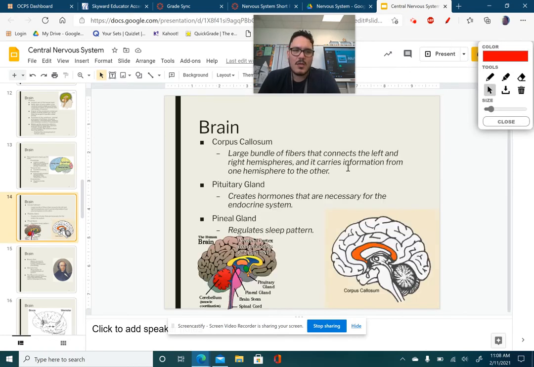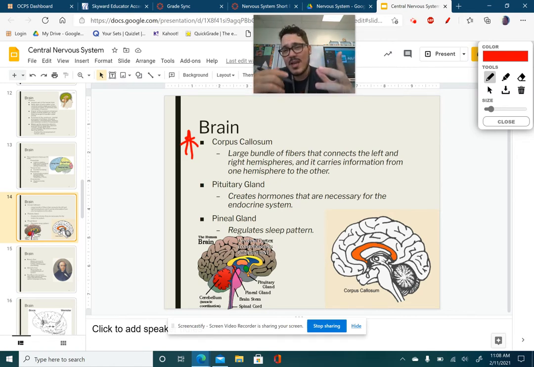Okay, some other structures that we need to talk about. The corpus callosum. The corpus callosum, in this case, will be this red-colored structure. It's obviously not normally red, but it's just useful for identifying. It's also this structure here in yellow that they're looking at. It's large bundles of fibers that connect the left and right hemispheres. It carries information from one hemisphere to the other.